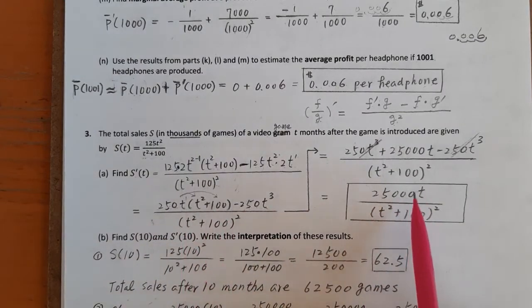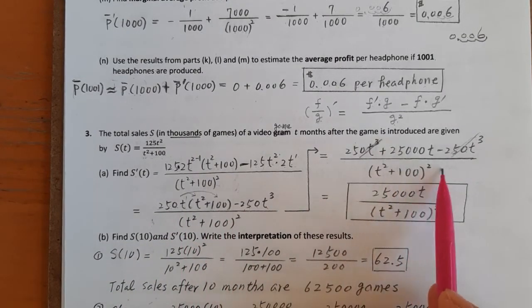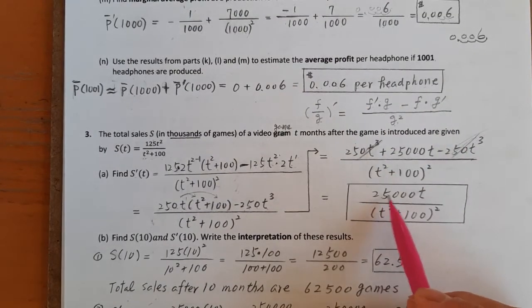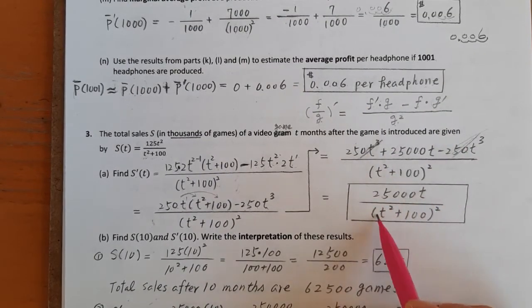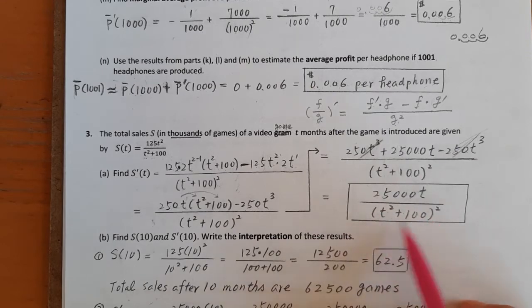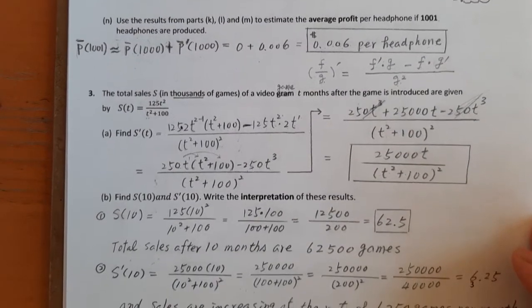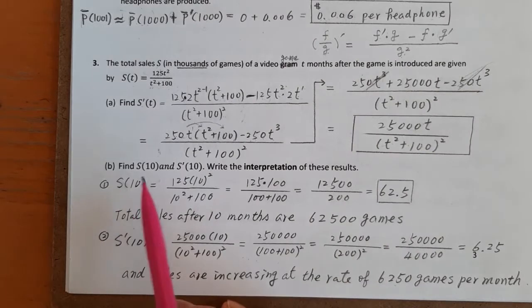The denominator is still (t squared plus 100) squared. And this cancels to 0, so what remains is 25,000 times t over (t squared plus 100) quantity squared. So that's how to use the quotient rule. Then find out S of 10.